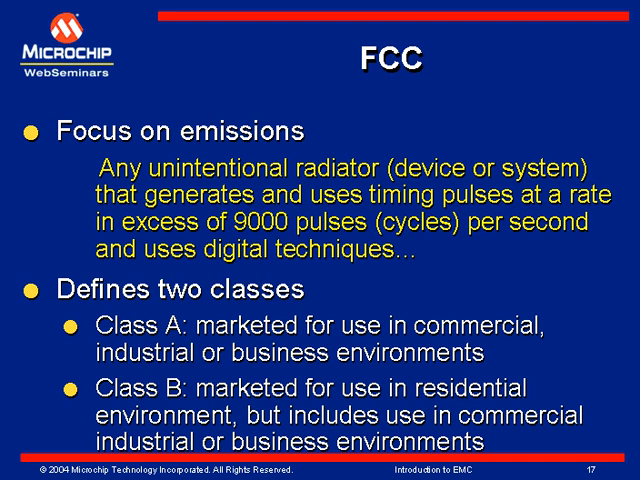The FCC defines two classes. Class A is for equipment marketed for use in a commercial, industrial, or business environment, and Class B is for equipment or systems marketed for use in a residential environment, but includes use in commercial, industrial, or business settings. So the Class B requirements are more stringent than Class A. It's believed that residential users have less expertise or resources to fix an issue that may be generated due to EMC.